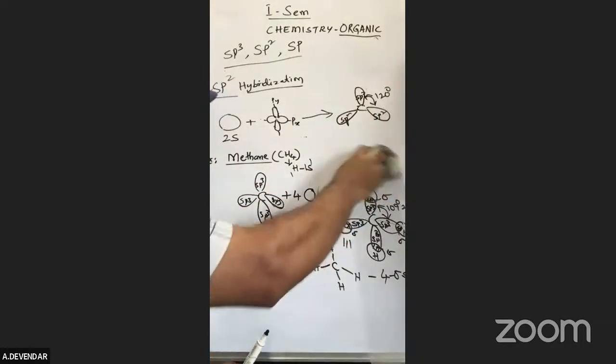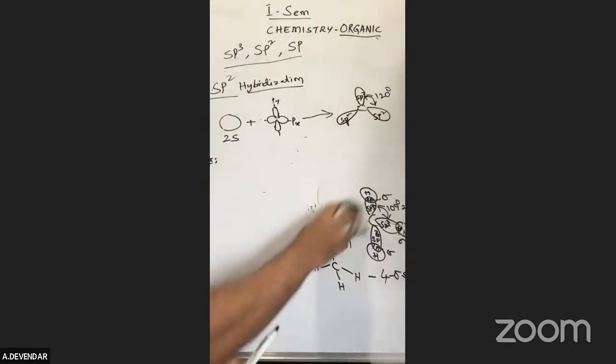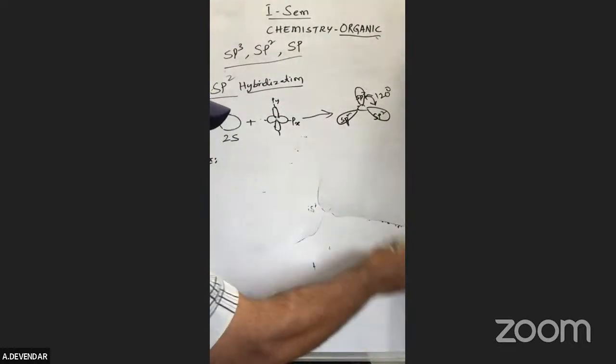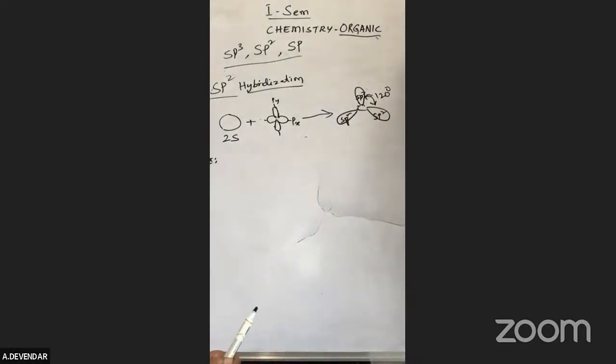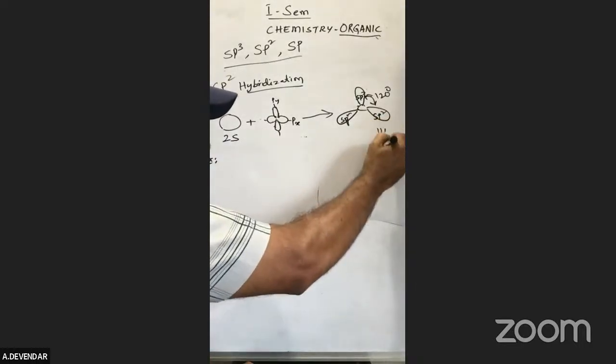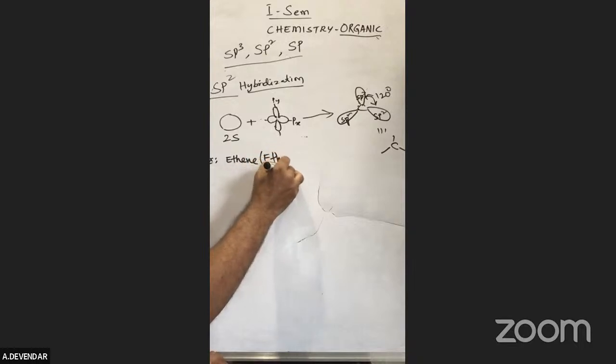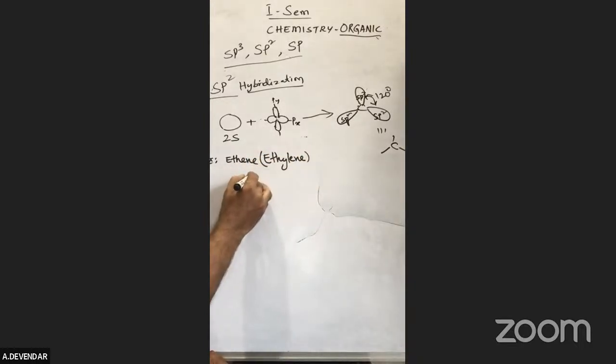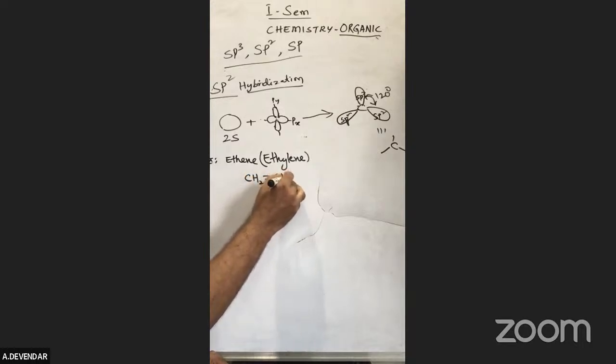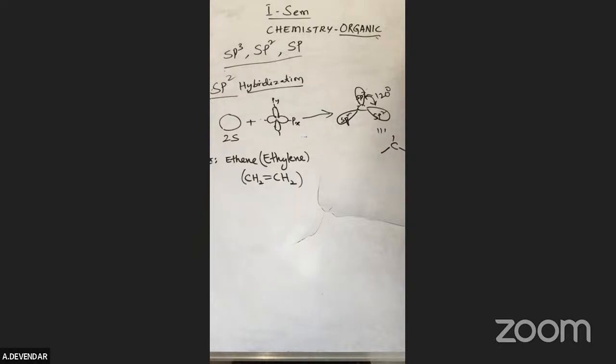Now I am taking the example of this, which I can represent like this. Now I'm taking ethene or ethylene. The common name is ethylene. So what is that? CH2 double bond CH2. This is the structure of ethene. That means on each carbon, three sp2 hybrid orbitals are there. How is their structure formed? Let us see that.